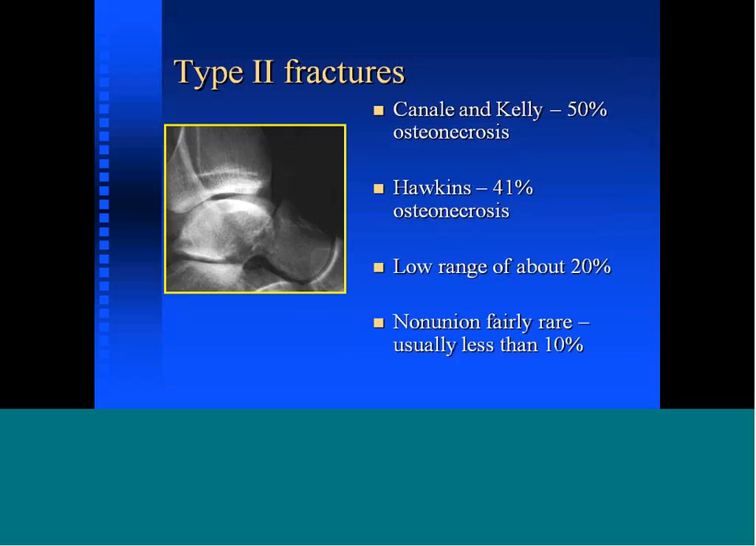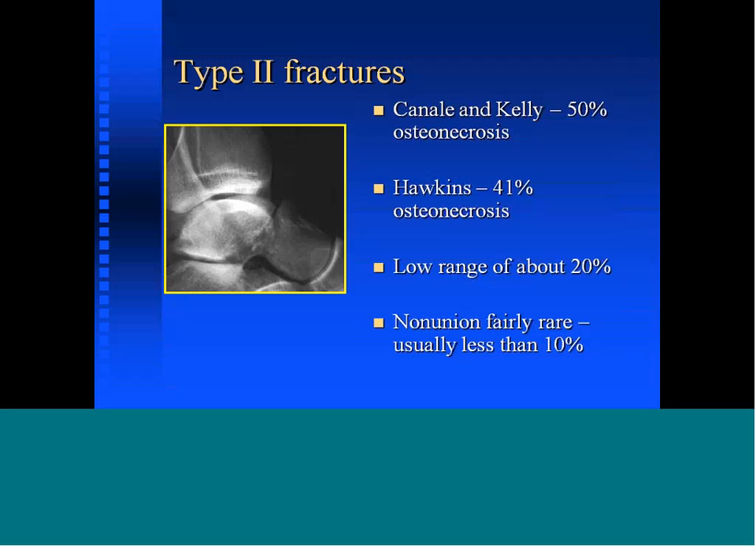Now, the type 2 fractures, these are the ones, again, that have displacement with subtalar subluxation. These have 50% osteonecrosis rate as defined by Canale. Hawkins noted a 41% osteonecrosis rate. If you look at the literature, the low range is somewhere around 20%, but again, it goes as high as 50 or 60%. But I think it's just important to understand that when you get to the type 2 variety as compared to type 1, that osteonecrosis rate is certainly present. Your patient needs to know about that at the very onset.